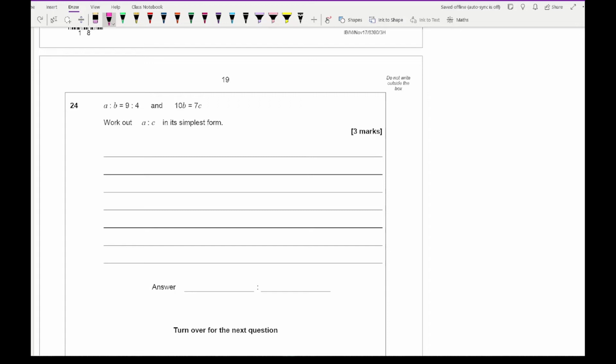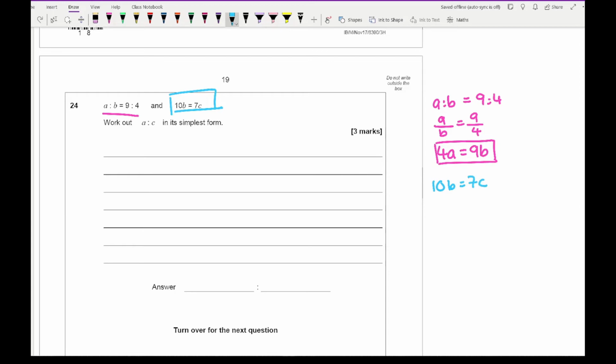So here, taking this first bit, we know that a to b equals 9 to 4. So a over b equals 9 over 4. So then if we cross multiply, I get 4a equals 9b. So I've written the ratio as an equation. Now with this, if I write 10b equals 7c, well, if I take this c over to this side and the 10 over to this side, I get b over c equals 7 over 10. Now if I then go to the reverse of dealing with this to get into a ratio, then I get b to c is equal to 7 to 10.